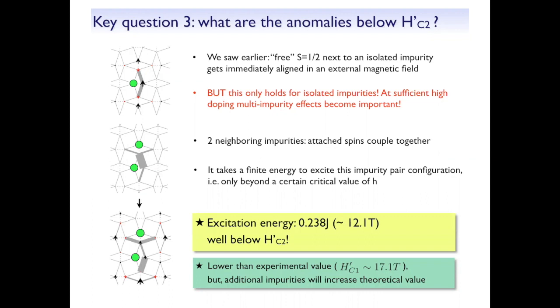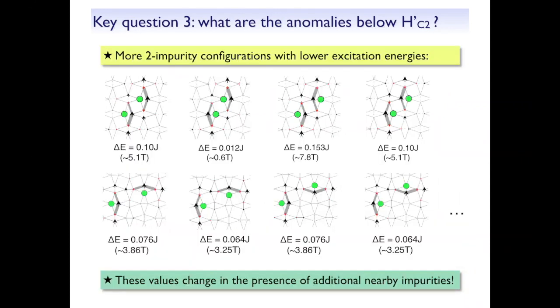So the value we have here is somewhat lower than the experimental value. However, the value here was obtained with an isolated pair of impurities. So if you now add additional impurities, this value will actually shift to higher values, approaching the experimental one. There are also more types of these two-impurity configurations with a lower excitation energy. Here are just two examples, which in the end we believe is the reason for the additional broad anomaly that has been found in experiments. And also here, these values will change if we add more impurities around them.